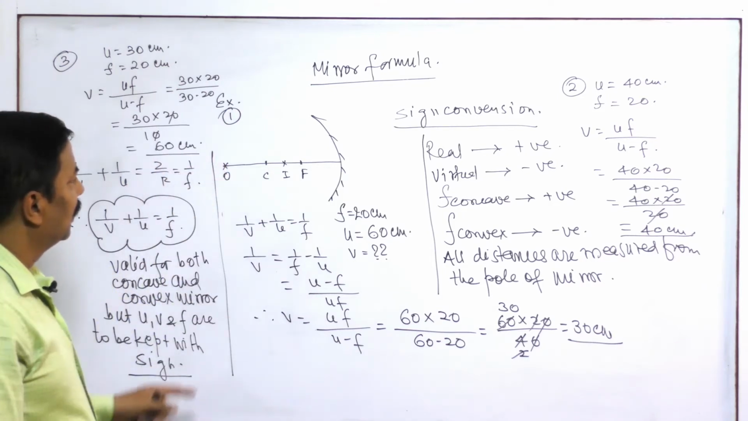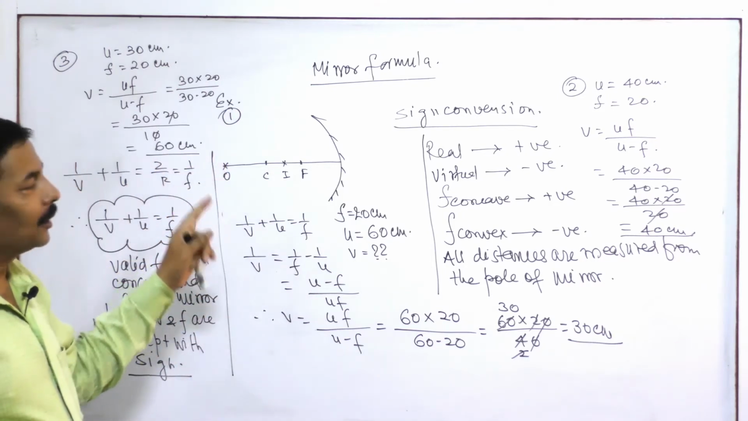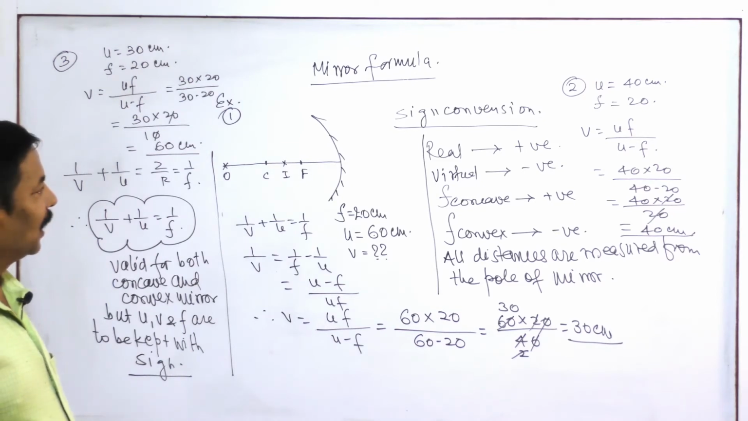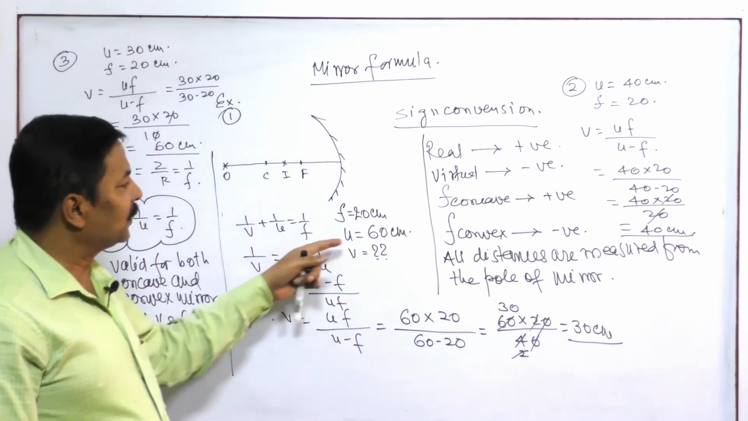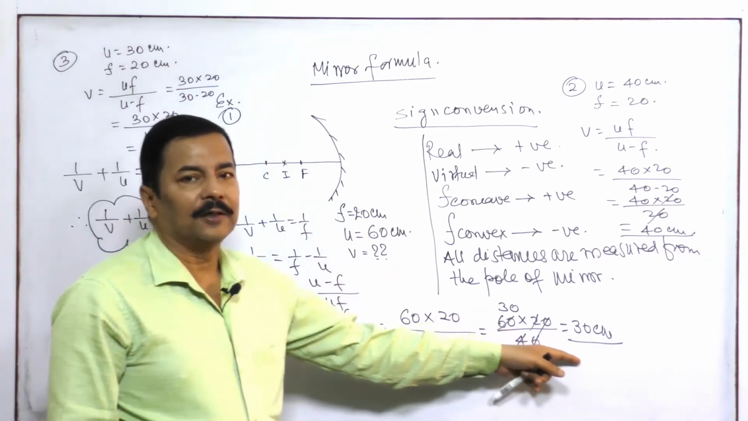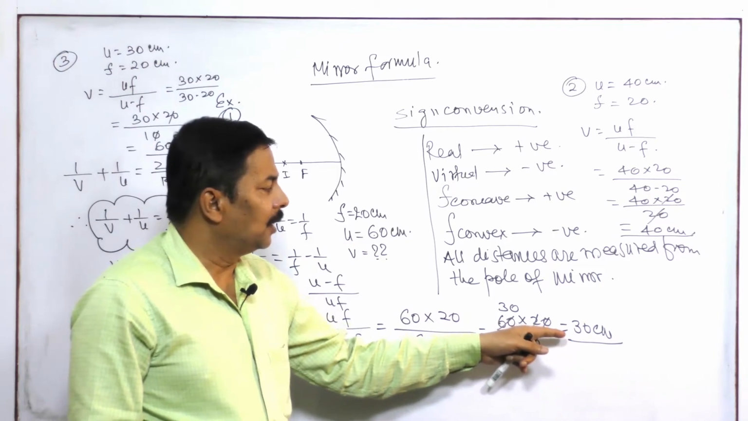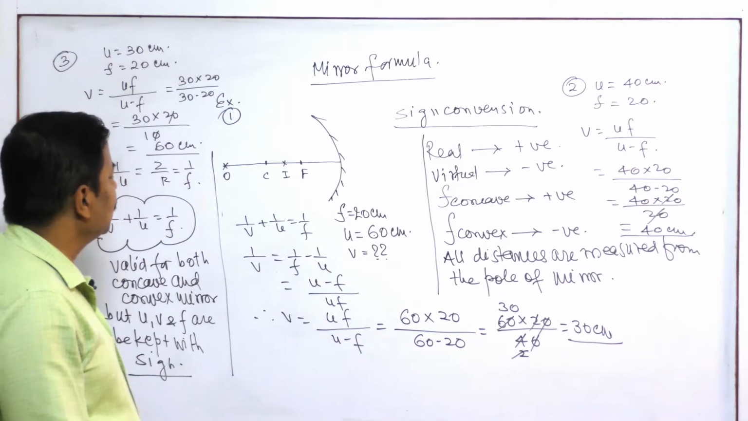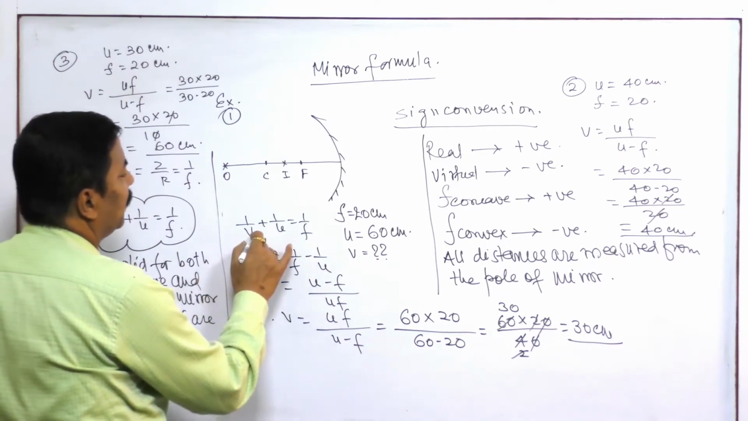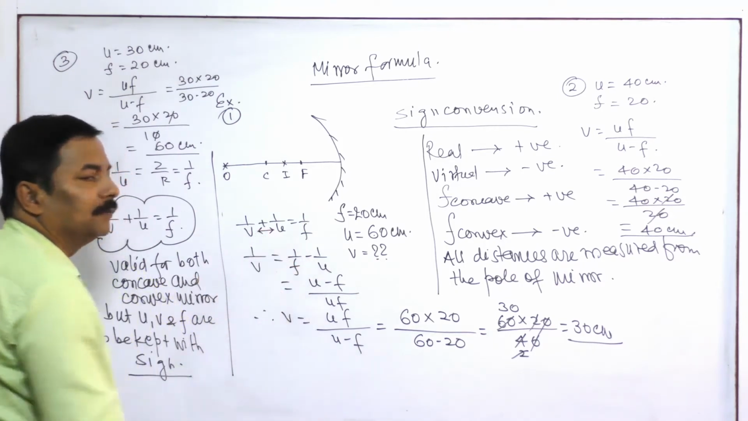Now you see, one very important result is coming. A very important piece of information is waiting for you. What is that? If U is 60, V is 30, and if U is 30, V is 60. That means this U and V can be interchanged.